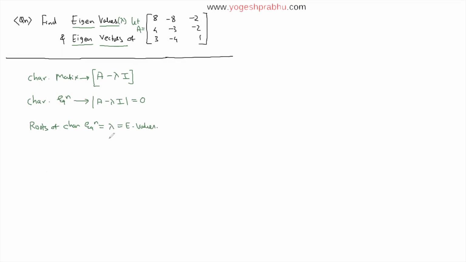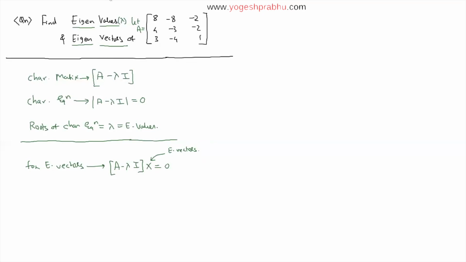Once you find lambda, the next thing we'll do is find eigenvectors. Let me tell you how we find eigenvectors. We write it like this: the characteristic matrix, which is A minus lambda I, we multiply with x and equate it to 0. And this x over here is called the eigenvector. So this was just the basic overview. Now we will solve a question so that you'll understand what I'm saying even better.